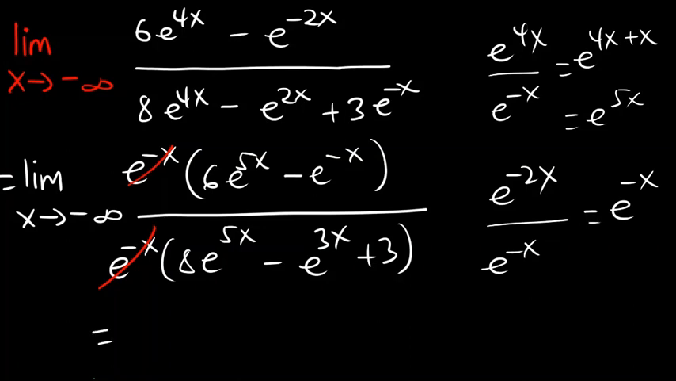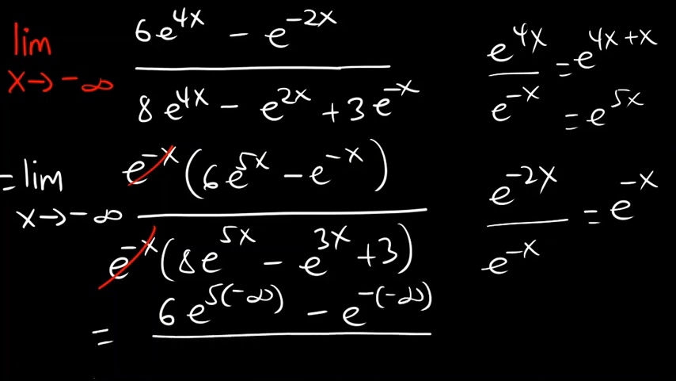So if you do the direct substitution, you're going to have 6 times e to the power 5 multiplying minus infinity, minus e to the power minus infinity, divided by 8 times e to the power 5 multiplying minus infinity, minus e to the power 3 multiplying minus infinity plus 3. So let's simplify this.